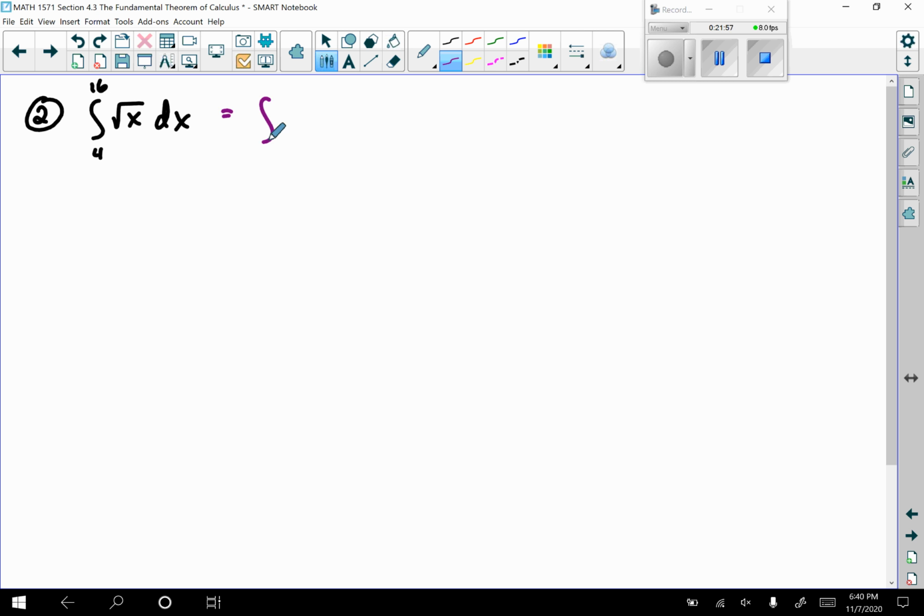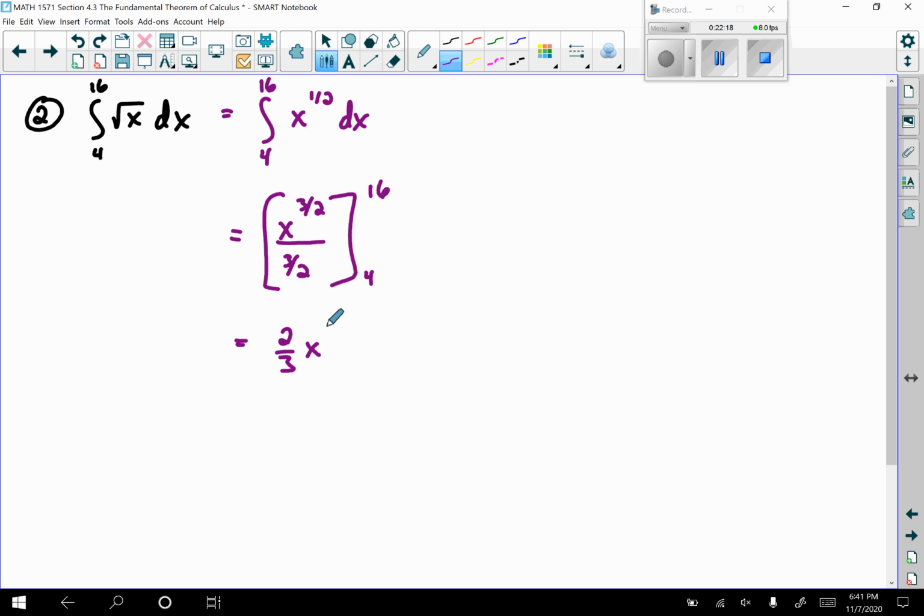All right, so this could be helpful of showing the integral from 4 to 16 of x to the 1/2 dx. So now the antiderivative, we're going to get x to the 3/2 over 3/2 as we evaluate this from 4 to 16. So I do want to simplify this. This is going to become 2/3 x to the 3/2 from 4 to 16.